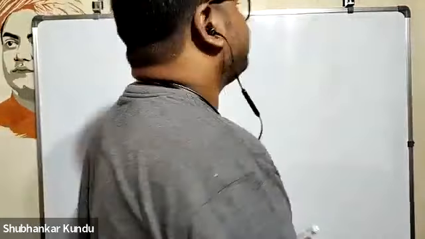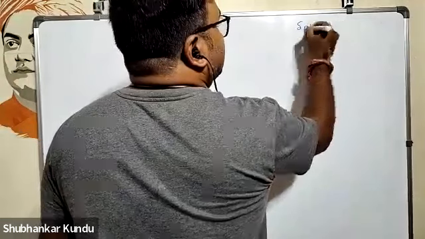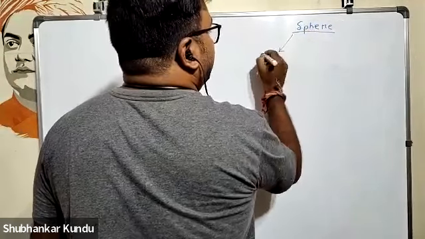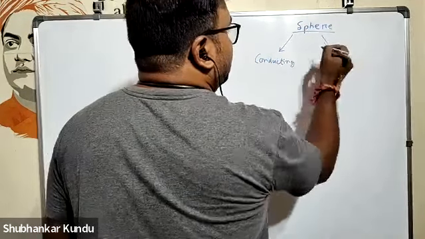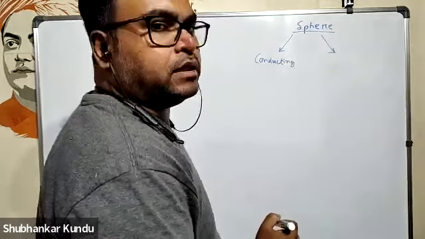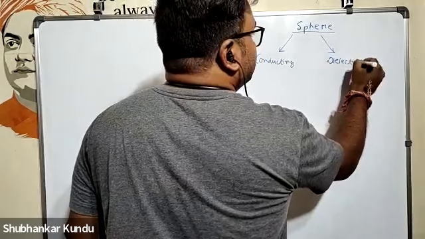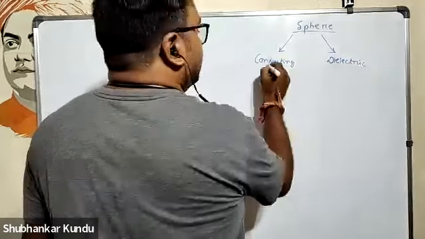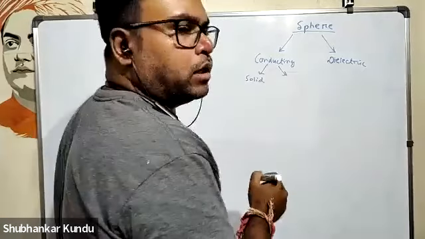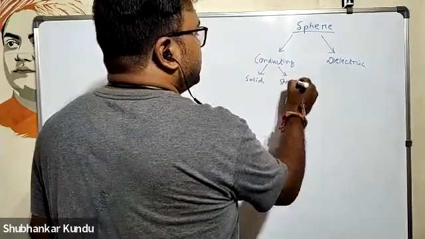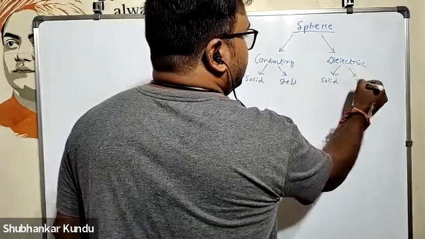So how many types of sphere? Let us begin the English class. S-P-H-E-R-E, sphere. A sphere can be made up of conducting material. A sphere can be made up of non-conducting, but we'll not say non-conducting, we'll say dielectric because we're in physics class. The conducting one can be solid. The conducting one can be hollow, that will be a shell. Similarly, the dielectric one can be solid. The dielectric one can be a shell.